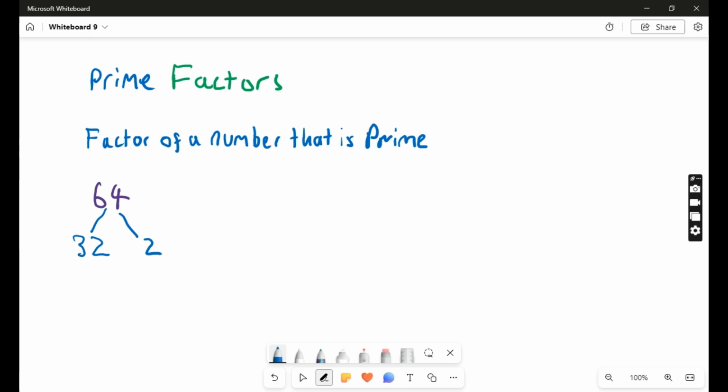So I'm now going to divide 32 by a number that I know is a factor of 32. I know 4 is a factor of 32, and 32 divided by 4 is 8. So that breaks 32 into 4 and 8. Both 4 and 8 are not prime, so I have to break 4 and 8 down again until they get to their prime numbers. So 4 has 2 as a factor, and 4 divided by 2 is 2. Now these are both prime, so I can stop there with 4.